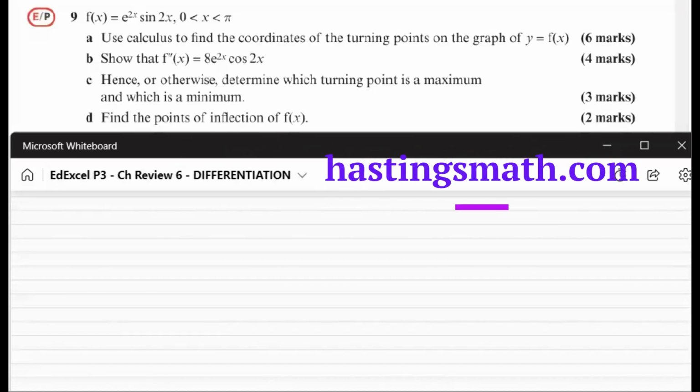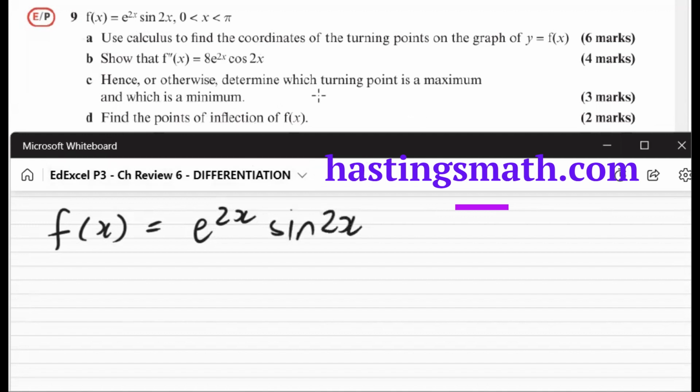Edexcel P3 chapter review 6, differentiation questions. Question number 9 gives you this function f with e in it. So we have e and we have a trig function, sine 2x, which is a double angle function. The restriction to check is that x is between 0 and pi.